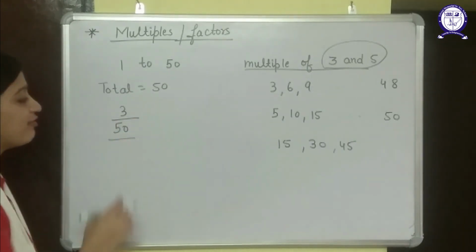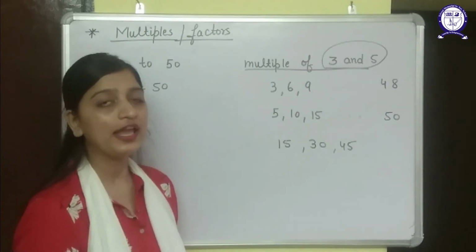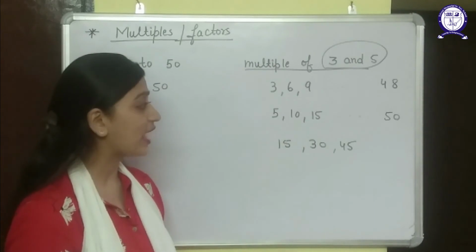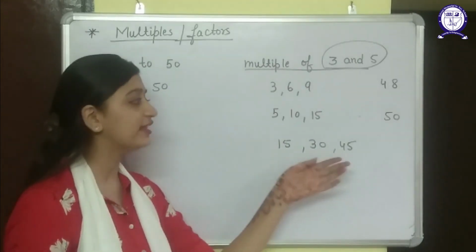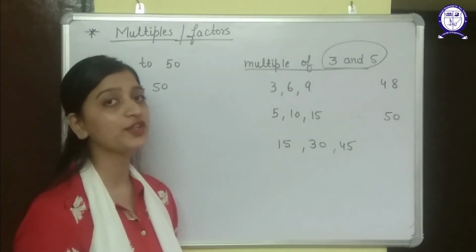But how did I find that it will be 15, 30 and 45? If I do it manually, it will take a lot of time. But I did it in front of you in seconds, right? I did it very easily. How did I do it? There is a trick to do it.